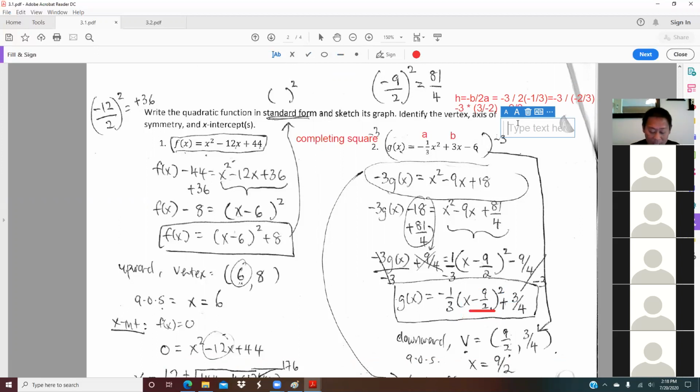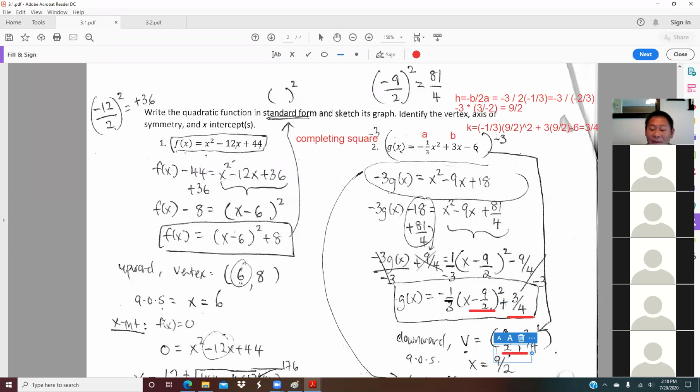And then to find your k, you just plug 9 over 2 into your x. So you got -1/3 times (9 over 2) squared, and then plus 3 times 9 over 2, and then -6. So you have to use your calculator here to do this, and this will give you 3/4, which will be the same as him. So that's why your vertex in this case is (9 over 2, 3/4).